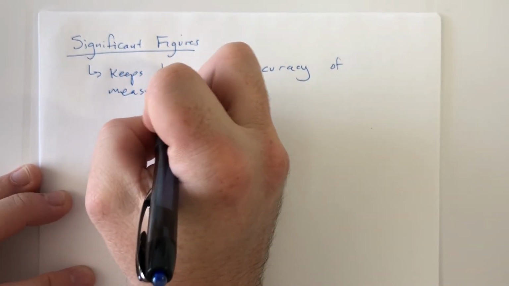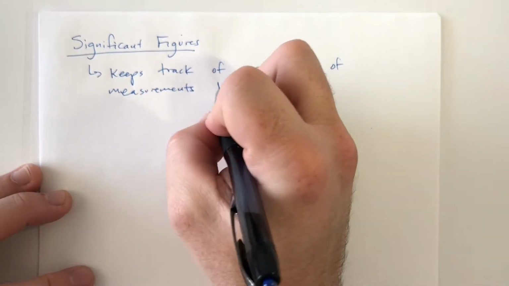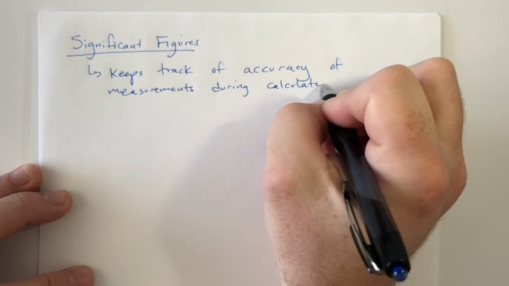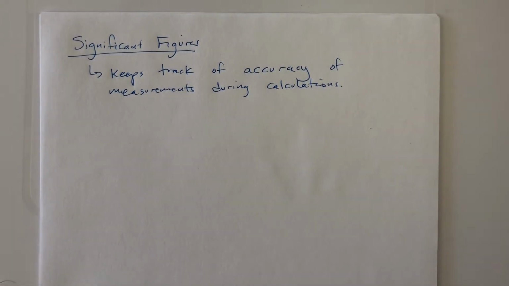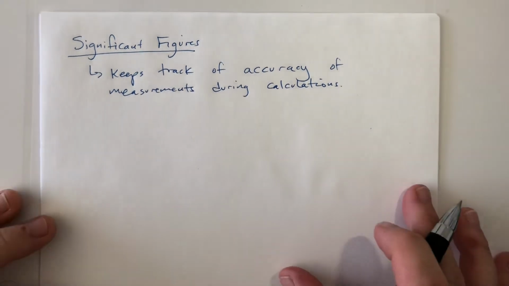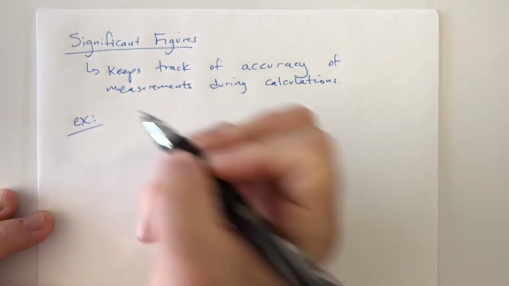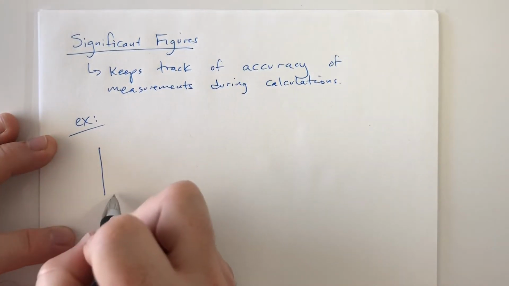And honestly, most of the time, that isn't a big deal unless you're doing calculations. So I'm going to add during calculations. In labs, we measure things all the time and we multiply numbers together, divide numbers together all the time. So being able to keep track of how accurately you measured something is really, really important. Okay, so I'm going to do an example. This is going to be a very rough sketch. I do not need you to reproduce this perfectly on your notes.